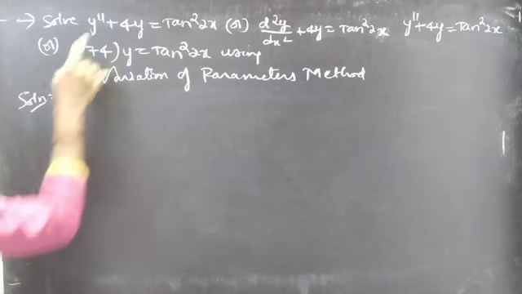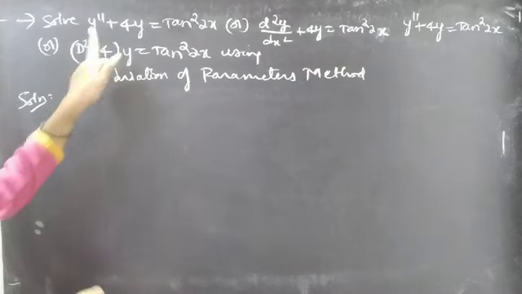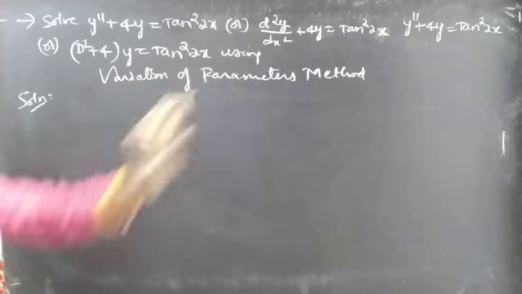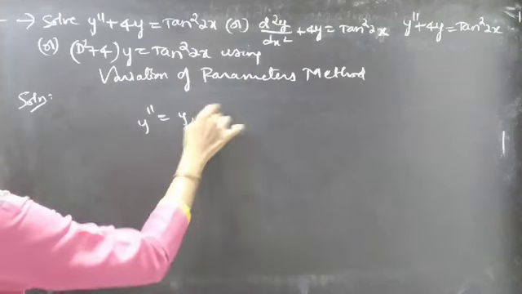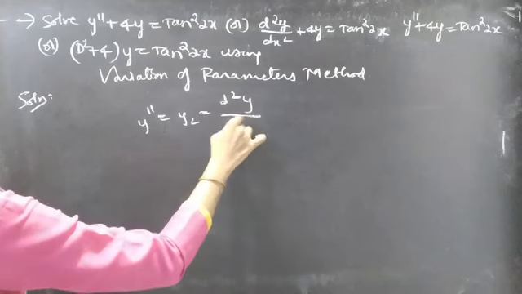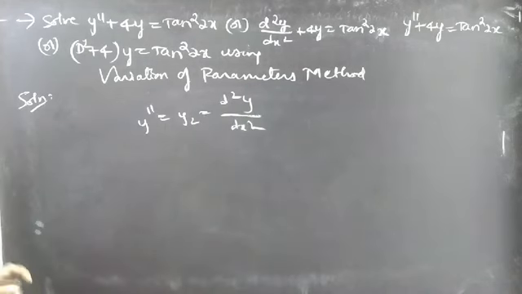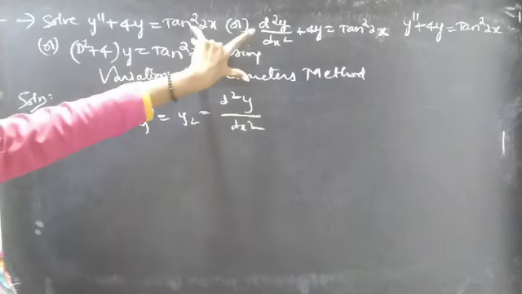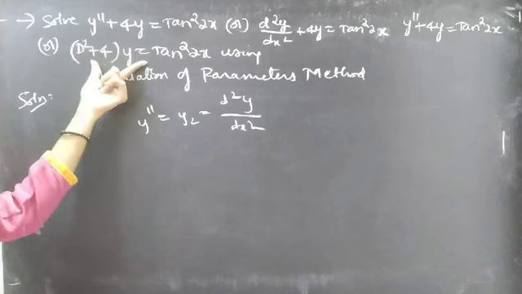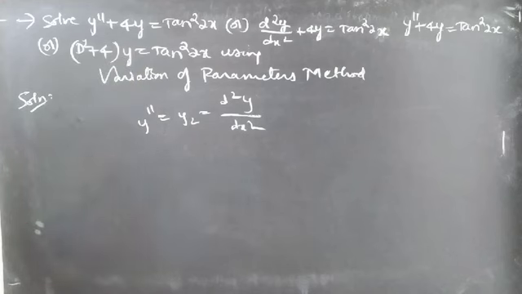So we are given a differential equation of order 2. Here y double dash is nothing but d square y by dx square, or y double dash is nothing but the double derivative of y with respect to x. Because here x is considered as the independent variable and y is considered as the dependent variable, right? And the equation in operator form is D square plus 4 into y equal to tan square 2x. So all these three equations are the same here.